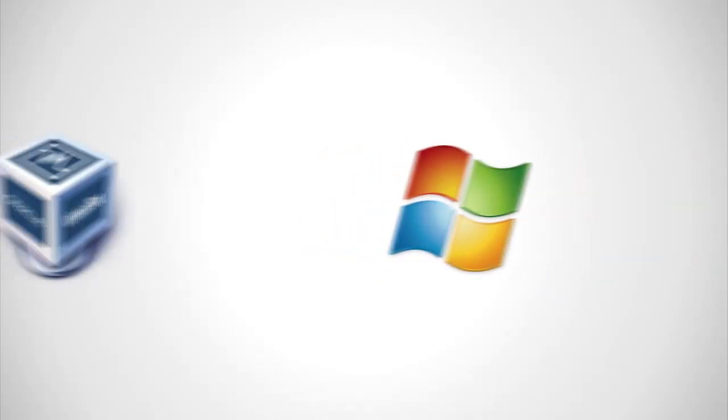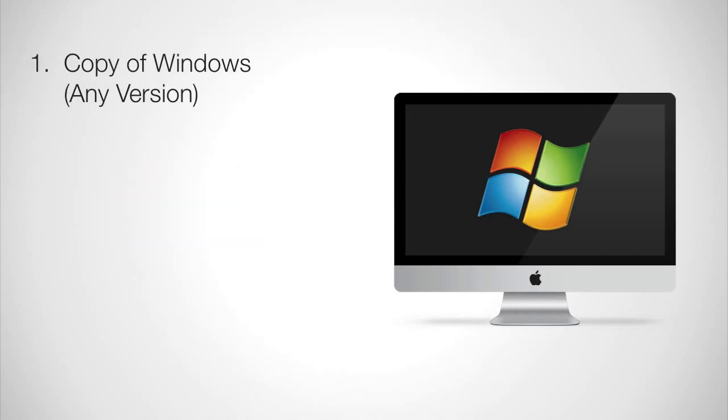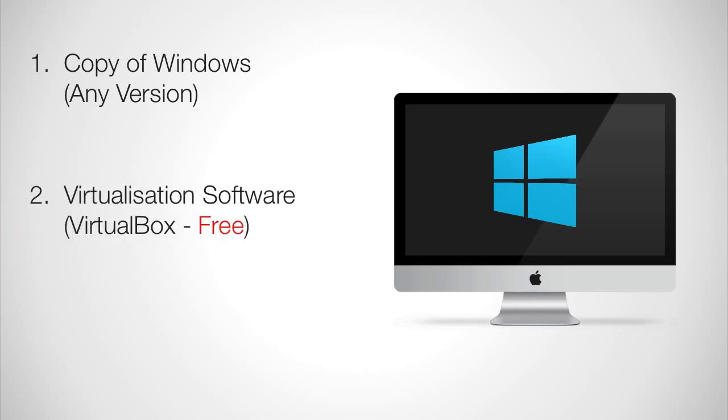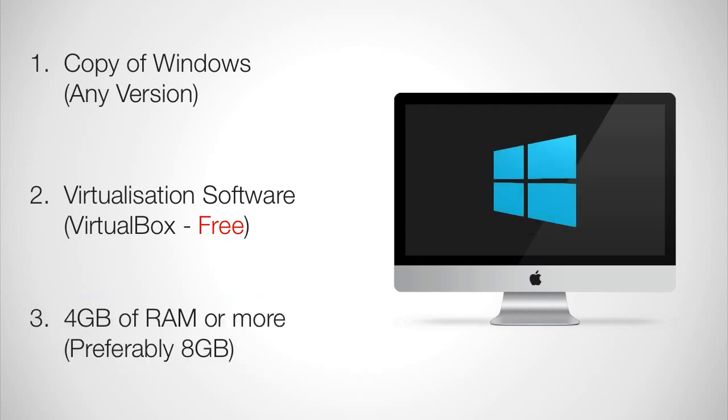So installing Windows in a virtual machine on a Mac requires a few things. First, you'll need a copy of Windows, be it Vista, 7 or 8, and preferably official. Second, you'll need virtualization software to run the OS in. Now, in this video, we're going to be using the free VirtualBox for both OSs, and although you can use VMware Fusion or Parallels Desktop 2, they are paid apps. And lastly, you'll need at least 4GB of RAM in your Mac, preferably more. 8GB is perfect, but as a minimum, 4GB should be fine.